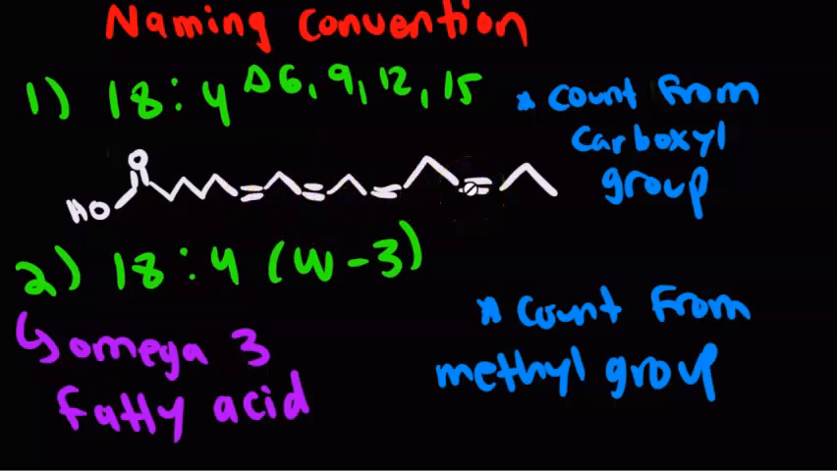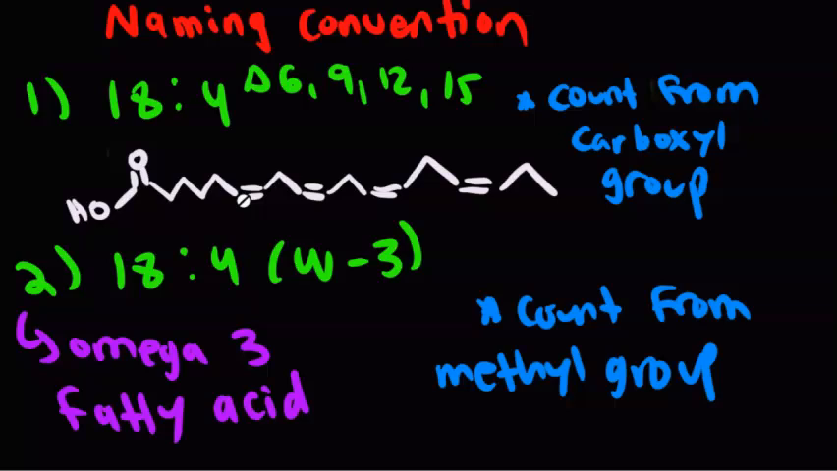And the key thing about the delta method is that it counts from the carboxyl group. So this carboxyl carbon is carbon number 1, and then you count from there. So 1, 2, 3, 4, 5, 6. So that's why the first double bond is on carbon number 6.